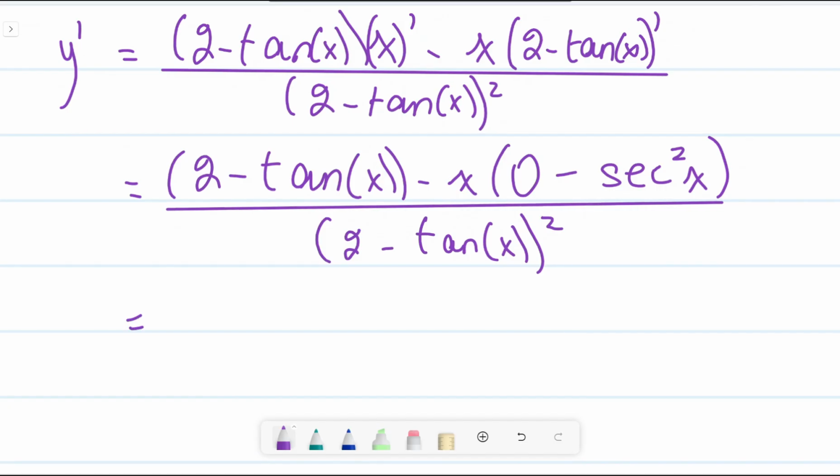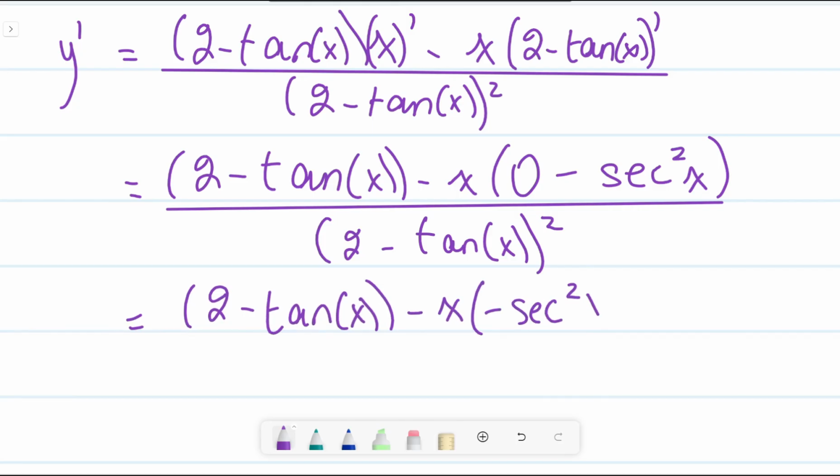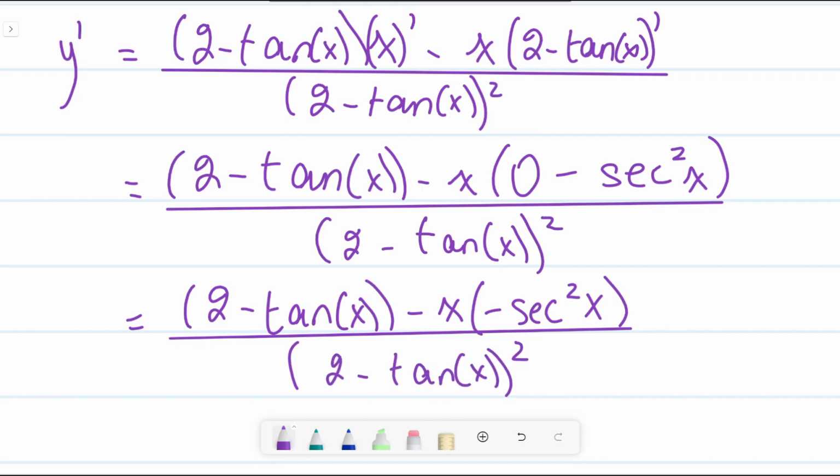Now I will slightly simplify this. I will just remove the 0 here. This will give us negative x times negative secant squared of x, all divided by 2 minus tan of x, all squared.